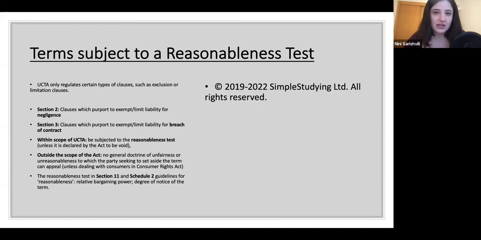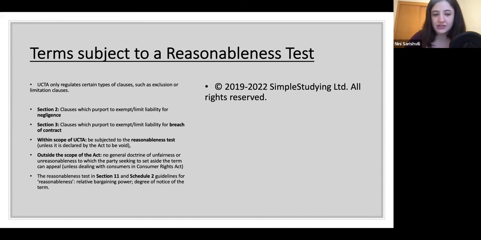Terms subject to reasonableness test. Unfair Contract Terms Act, Section 2: clauses which purport to exempt or limit liability for negligence. These are subject to the reasonableness test. Section 3: clauses which purport to exempt liability for breach of contract. Within the scope of the Act, they are subjected to the reasonableness test. Outside the scope of the Act, there is no general doctrine of unfairness or unreasonableness to which the party seeking to set aside the term can appeal.